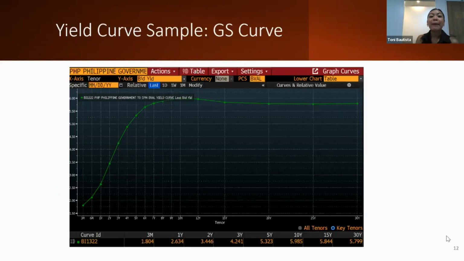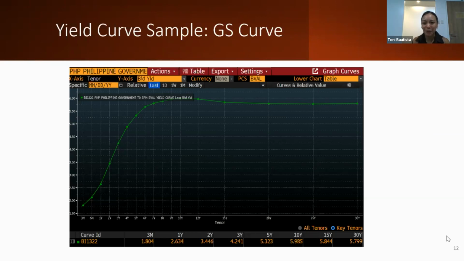Now, this is a sample yield curve. So I just got this from Bloomberg. You guys had a session on how to use Bloomberg. So I normally just type yield curve, and normally there would be drop down codes there.